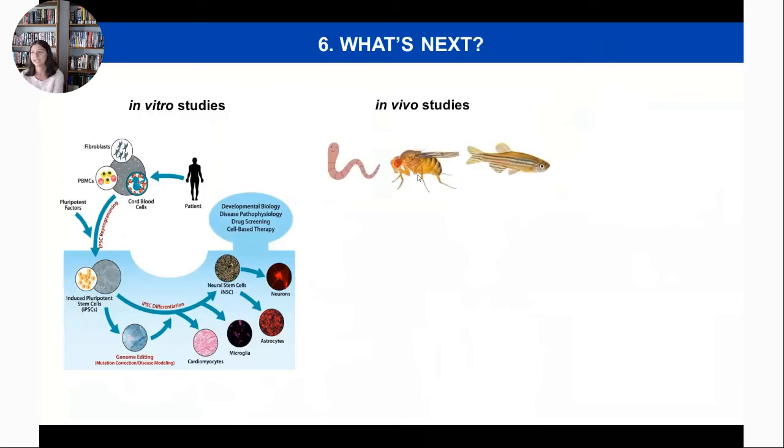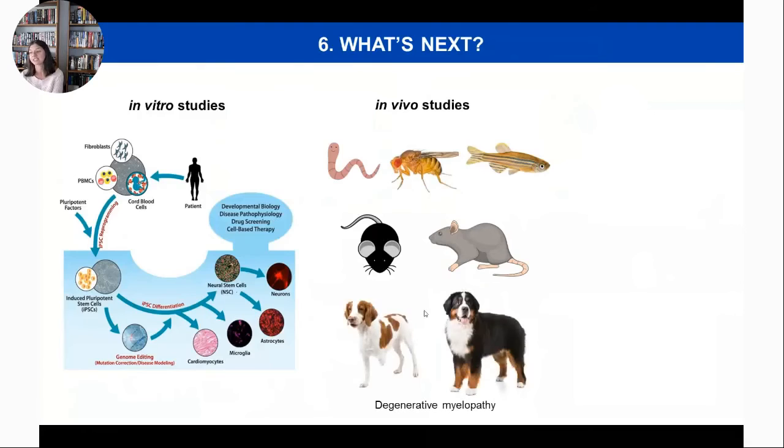That means we test it in an animal model. So we have very simple animal models like the worm, the fruit fly, or the zebrafish that have genes very similar to the human. So either we change the genes within these species to be comparable to what we have found in humans, or we introduce a human gene into these animal models to see the effect. We can move on to more complex organisms, like mice or rats. We can go even further and use more complex animals, like dogs.